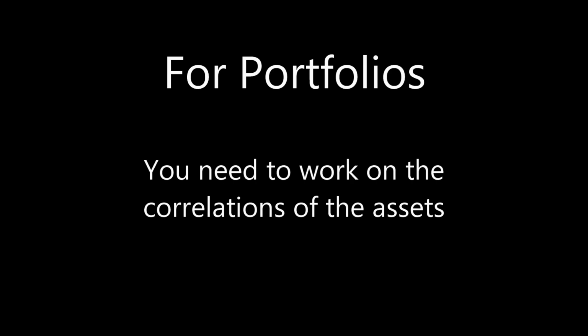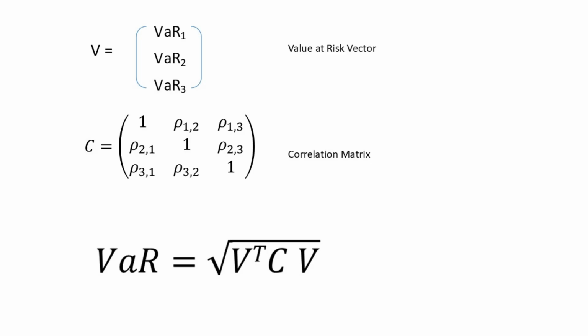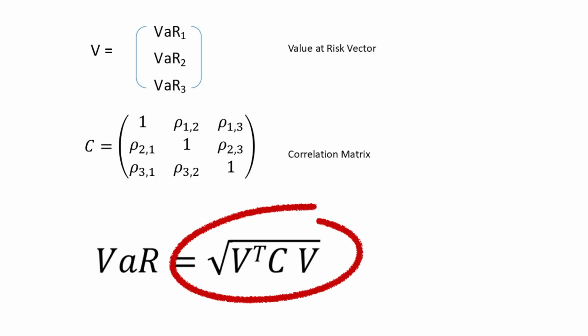But when you have a portfolio, you also need to consider how the assets interact, and that's where the correlation matrix comes in. And here's the basic formula for portfolio value at risk using the parametric method and the correlation matrix in particular, where V is the value at risk vector, meaning the individual value at risk of the assets in vector form, and C is the correlation matrix. Note the need to get the square root because the matrix results are in quadratic form.